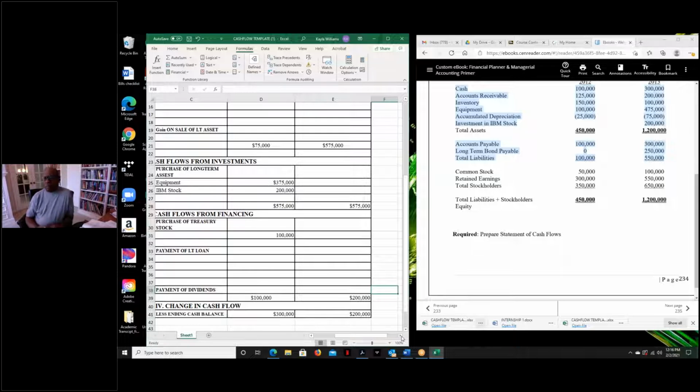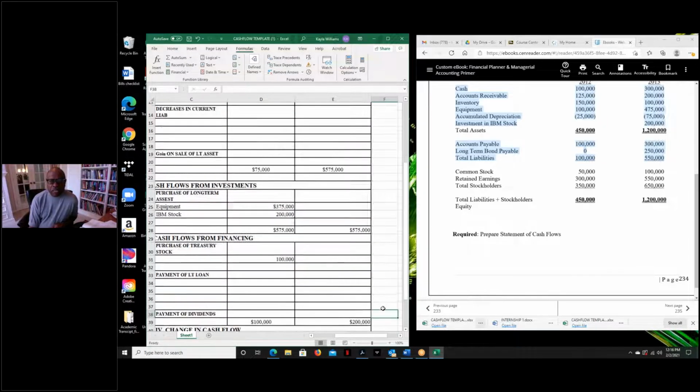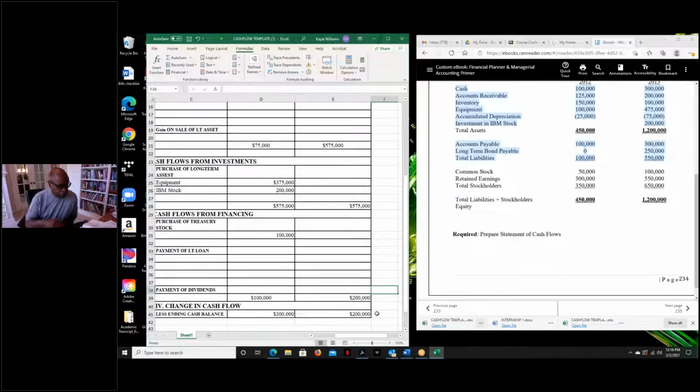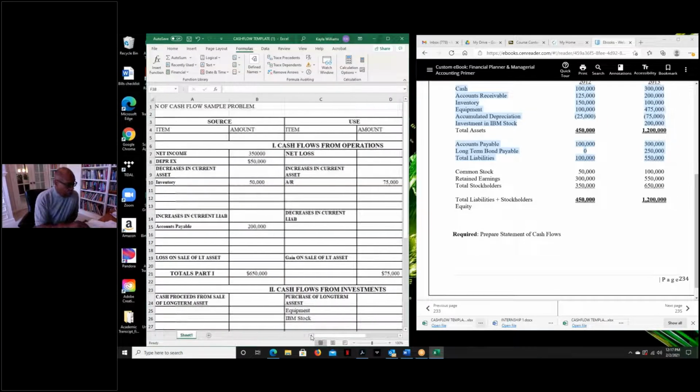So this is what the statement of cash flow does. It's calculated a different way. You have to think a different way. But you cannot analyze a company unless you do the statement of cash flow. So what was our net income on this company? The net income was $350,000. Okay.